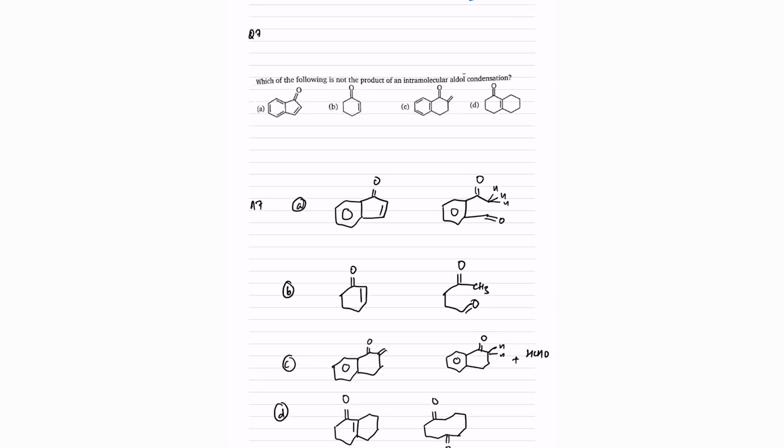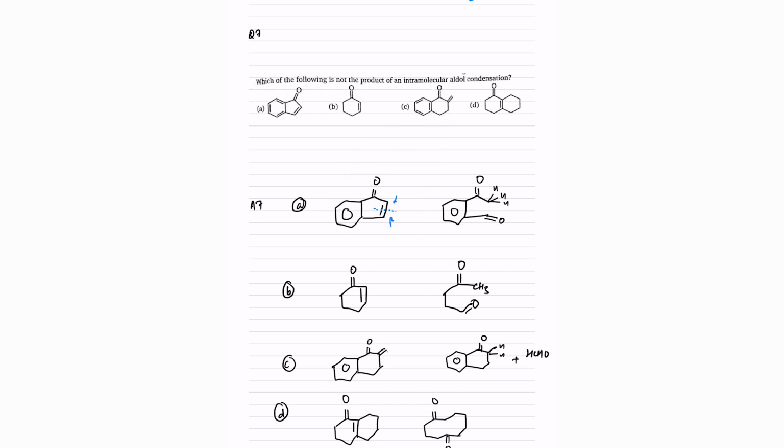Now come to question number 7. The question is, which of the following is not the product of intramolecular aldol condensation? Here I'll be using a complete trick. All the options have been given. I will just take the alpha-beta double bond, break it, and check what compound is forming, whether it is an intramolecular type aldol or not.